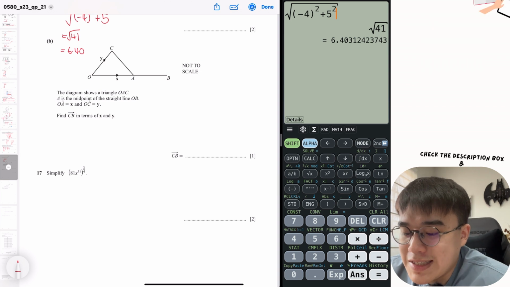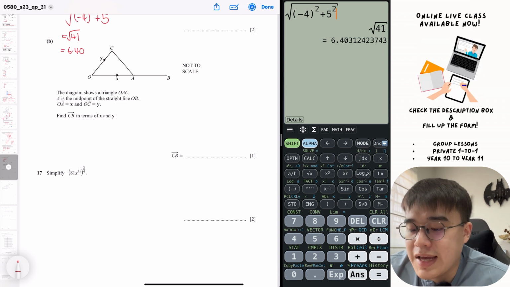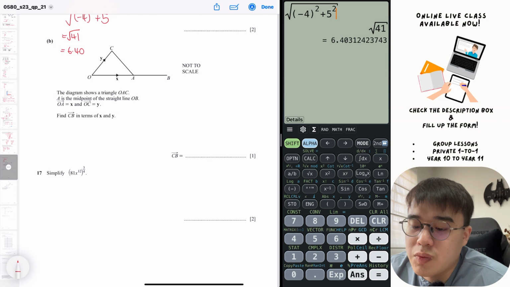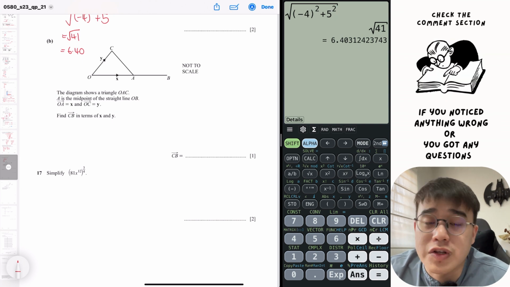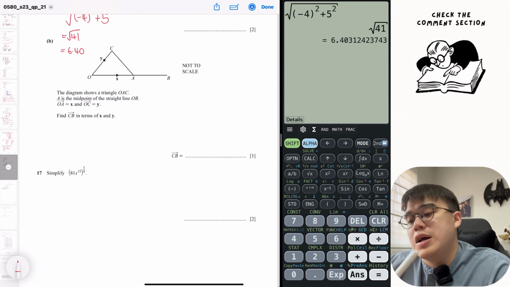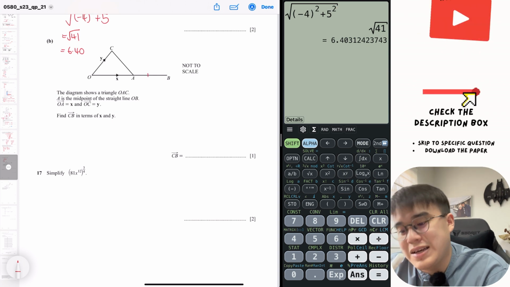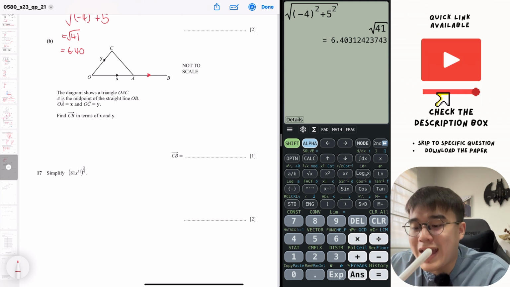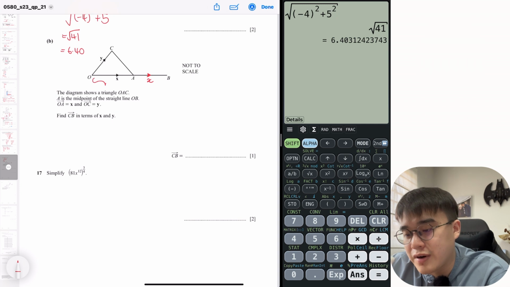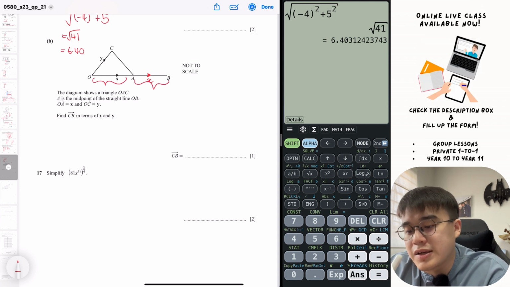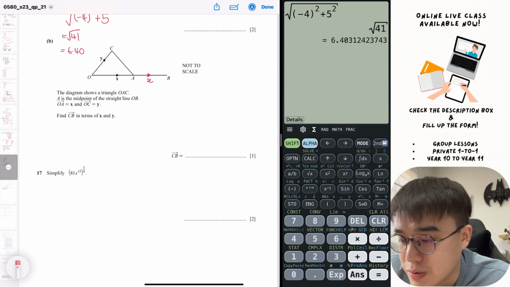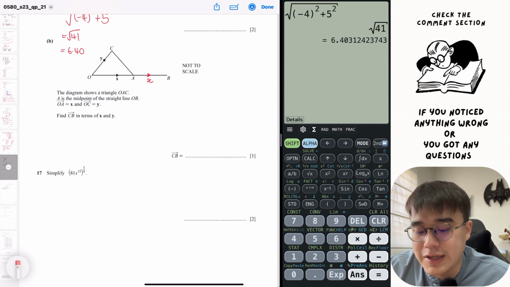They want us to find CB in terms of X and Y. So they gave us a hint, which is A is actually a midpoint of the straight line OB, which means AB itself will also be X as it is a midpoint of the full thing. Okay, so I also label down the arrows so that I can identify the answer accurately.